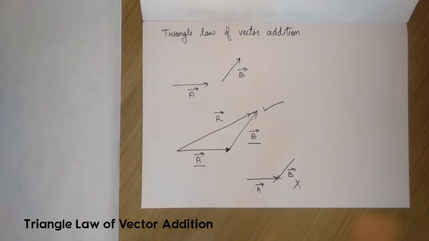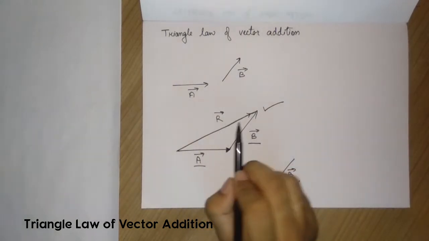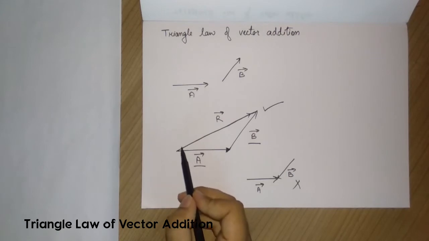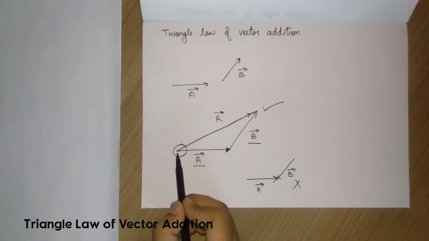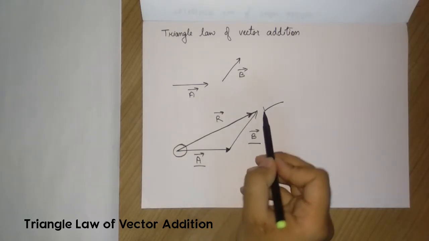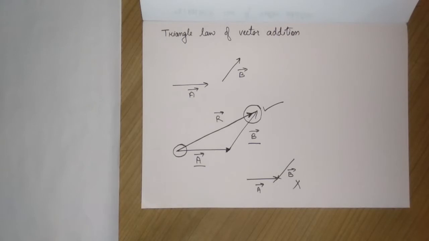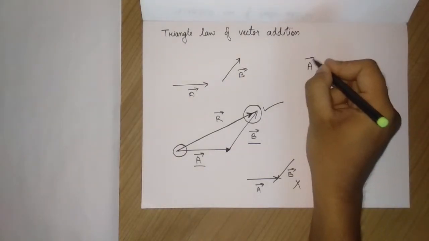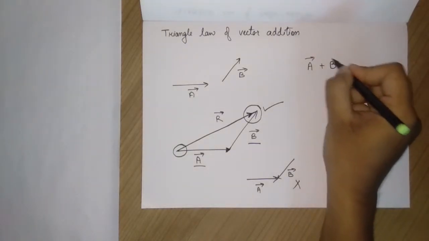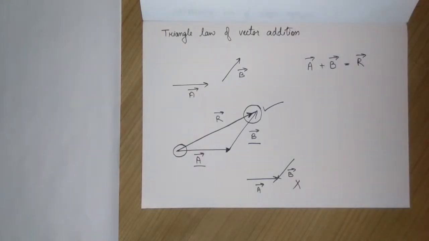And the resultant that would be formed after adding these two vectors should be drawn in a way such that the tail of the resultant touches the tail of one of the vectors that you are adding, and the head of the resultant touches the head of the other vector which you are adding. This is the sequence to add two vectors. If there are two vectors A and B, then we get a resultant vector R. This is how vectors are added.